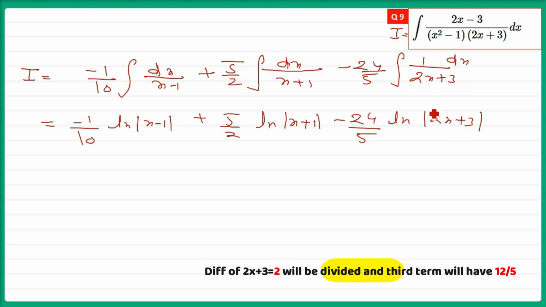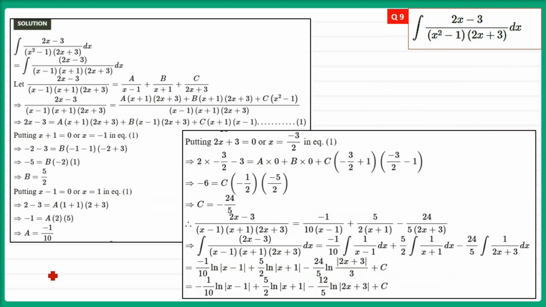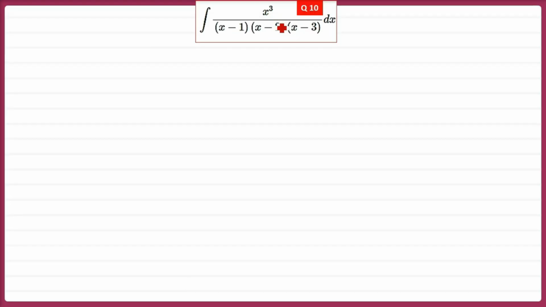But if you want to keep it like this, then also it's okay. So I'm just showing you this one. I hope you got the idea why this 12 by 5 has come. Because differentiation of 2x plus 3, 2 will be cancelled by 24 to get 12.